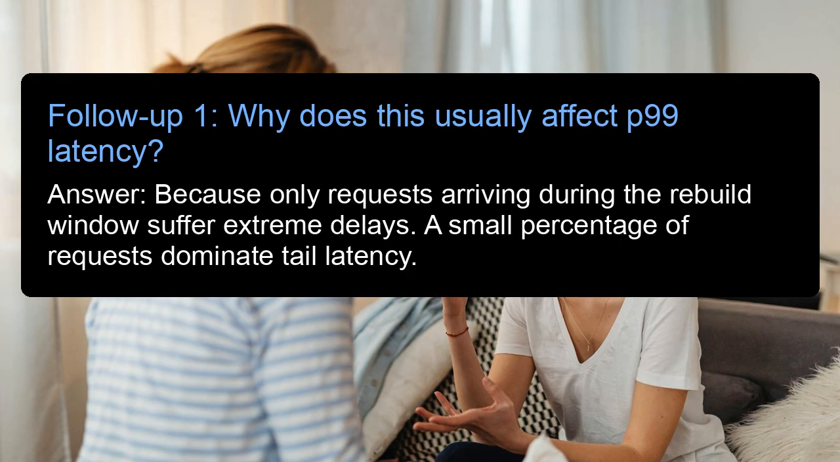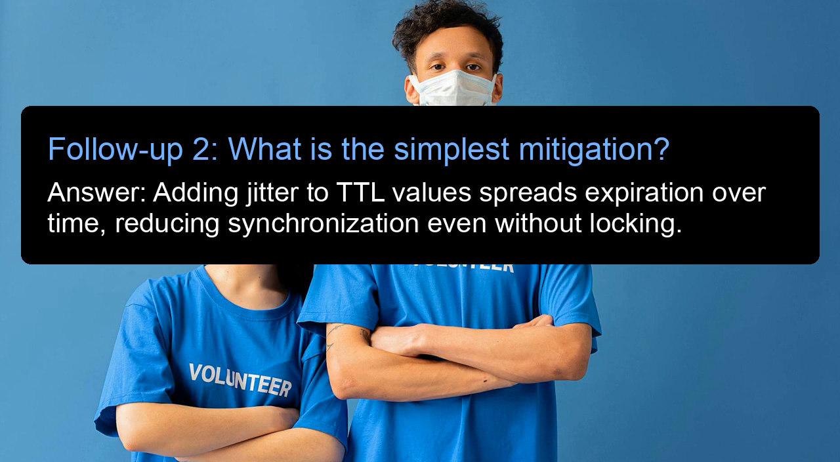Follow-up 1. Why does this usually affect P99 latency? Answer: because only requests arriving during the rebuild window suffer extreme delays. A small percentage of requests dominate tail latency. Follow-up 2. What is the simplest mitigation? Answer: adding jitter to TTL values spreads expiration over time, reducing synchronization even without locking.